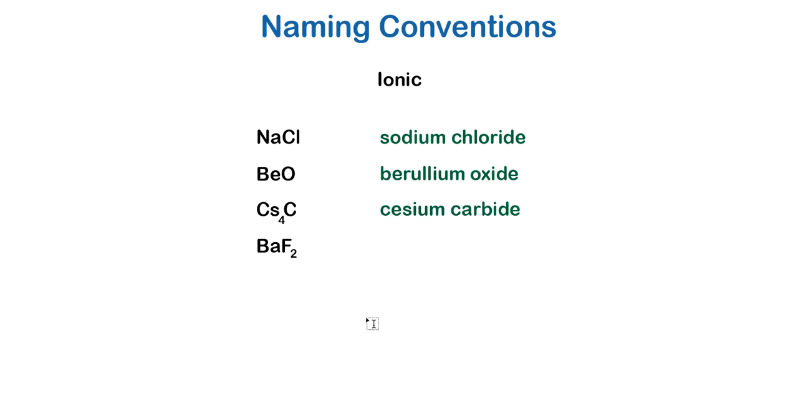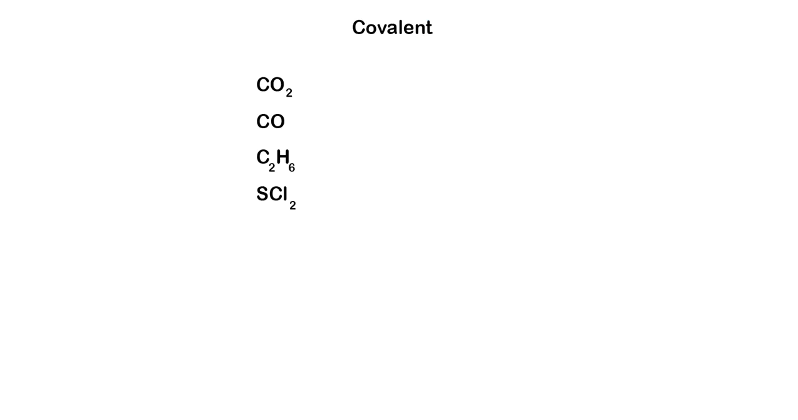Our next one, cesium carbide. With the cesium and the carbide, we ignore the 4 for right now. Last one, Ba, is barium, and the last one is fluoride, so that's right, barium fluoride. Pretty straightforward. Ionic compounds that we deal with will only have 2 elements in it. So there are other things that break this, but we won't deal with those in this course.